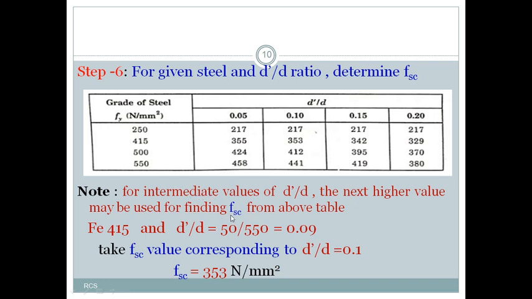for calculating fsc. So here for Fe415 and d dash by D equal to 0.09, this will be an intermediate value between 0.05 and 0.1. The next higher value of this 0.09 is 0.1. So corresponding to Fe415 and the 0.1 ratio, 353 is the stress in compression steel. So this is how we calculate fsc.